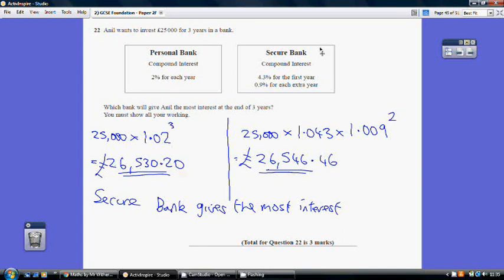Now with Secure Bank, in the first year the interest rate is 4.3%. So that gives us a multiplier of 1.043, and that's only for 1 year, so that power is 1. Now for the other 2 years, our interest rate is 0.9%, so that gives us a multiplier of 1.009. That's for the other 2 years, so that's squared. And multiplying that, we get 26546.46. So we can see that the money we end up with after the 3 years is greater from the Secure Bank. Secure Bank gives the most interest.